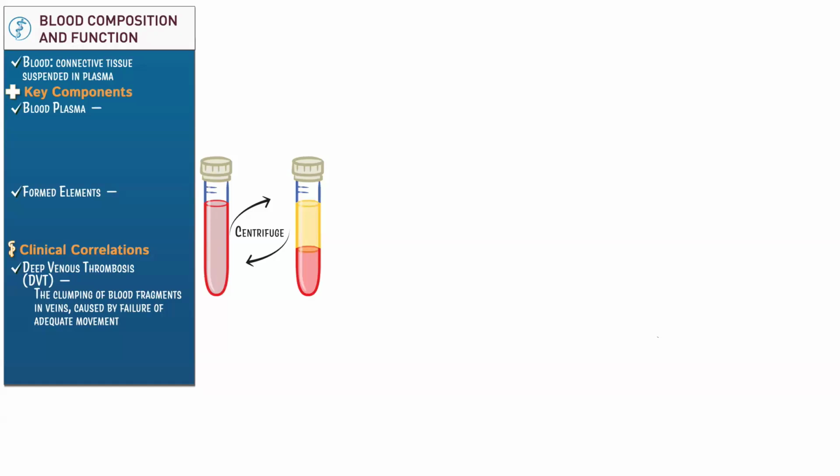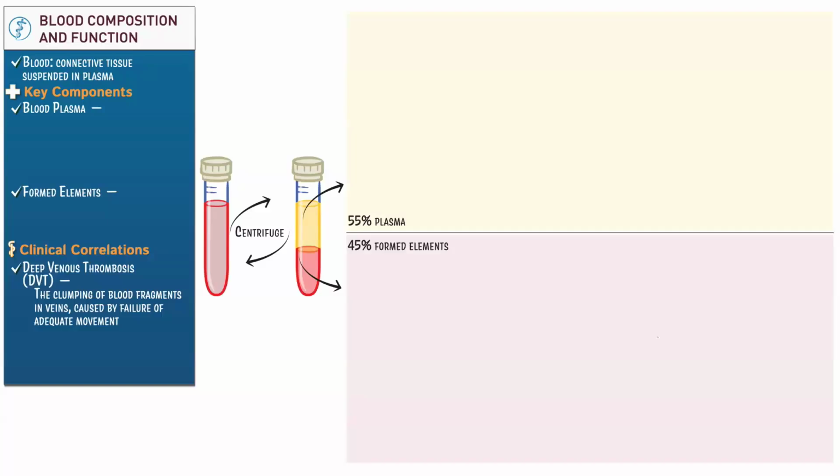Indicate that the separated blood comprises 45% formed elements and 55% plasma, an almost 50-50 mixture. Now let's examine the key constituents of the plasma and the formed elements.